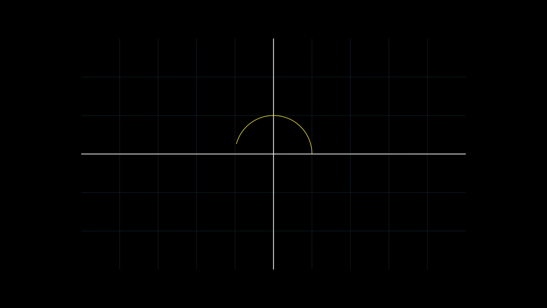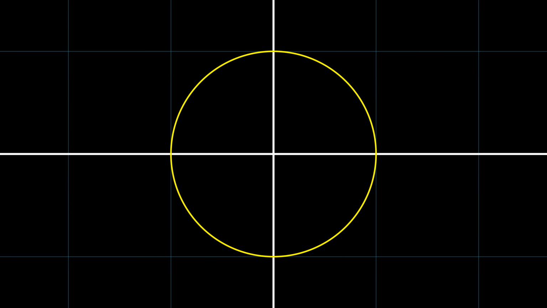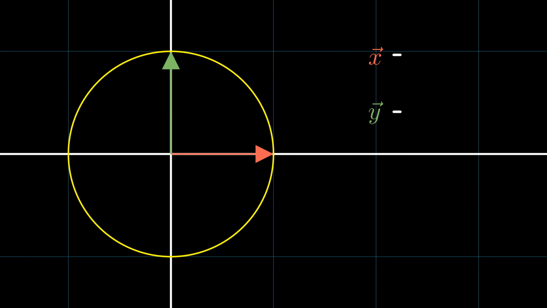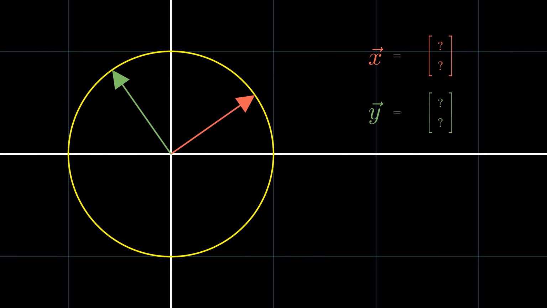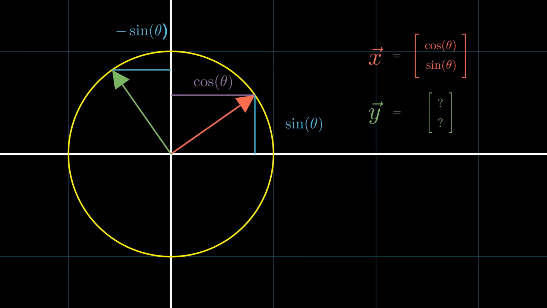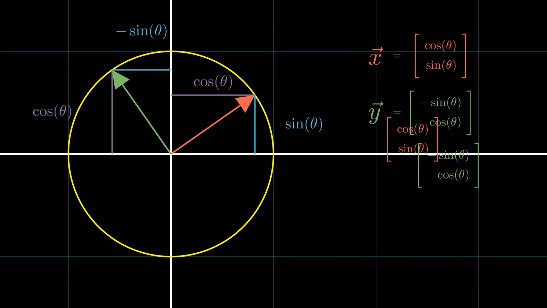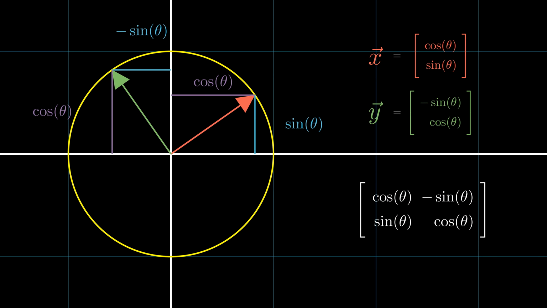Now, where do the entries of the rotation matrix come from? For this, we take a closer look at the unit circle. The vectors x and y are the base of our 2D space, and we can construct every vector from a combination of these two. Let's see what happens when we turn them by an unknown angle theta. From simple trigonometry, we can see that the y component of x is sine of theta. We can also see that the x component of x is cosine of theta. For the y vector, it's almost the same. The x component is negative sine of theta, and the y component is cosine of theta. If we put the vectors side by side like this, we can see that the entries match our rotation matrix.